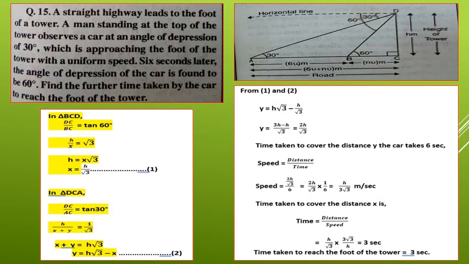First, we need to draw the figure as per the given question. In the given figure, CD is the tower. From the top of the tower D, the angle of depression of a car when the car is at the point A and the ground is 30 degree.